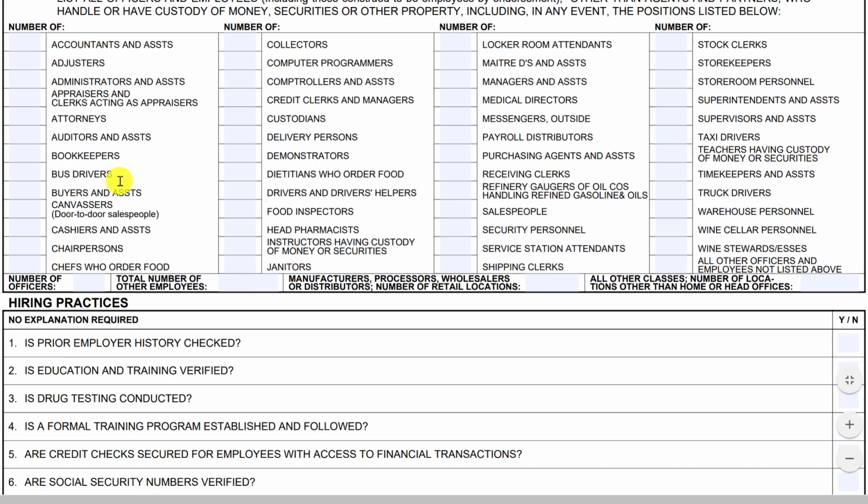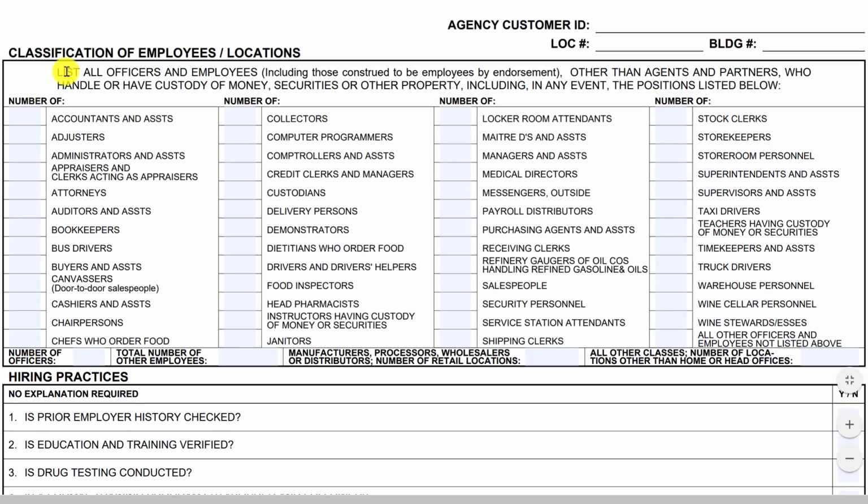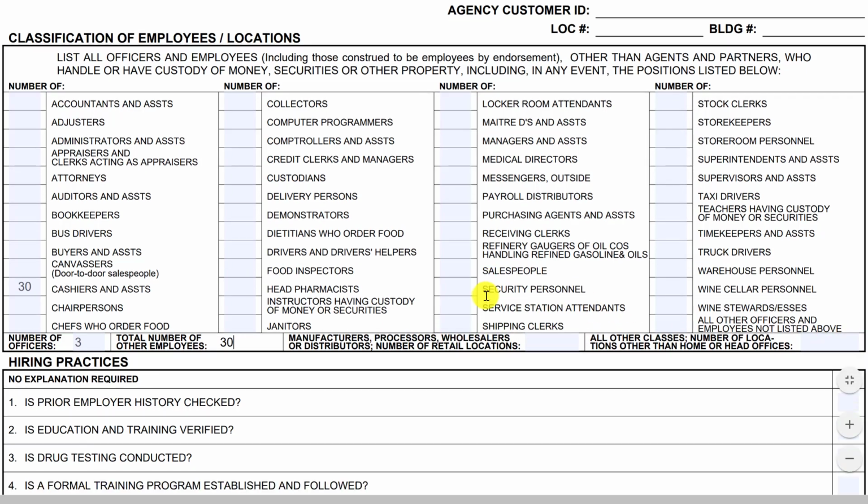All right. So now we're getting down to this awesome section. Whoa. Okay, locations and employees. So let's just say that we've got a whole place full of cashiers and assistants. Now you would obviously go through here and list out who and what and that sort of thing. We're going to say that there's 3 offices. We're going to say that there's 30 other employees, which is the cashiers. And let's see here. We're going to say that there's no guards or anything. Okay, I think we're good there.